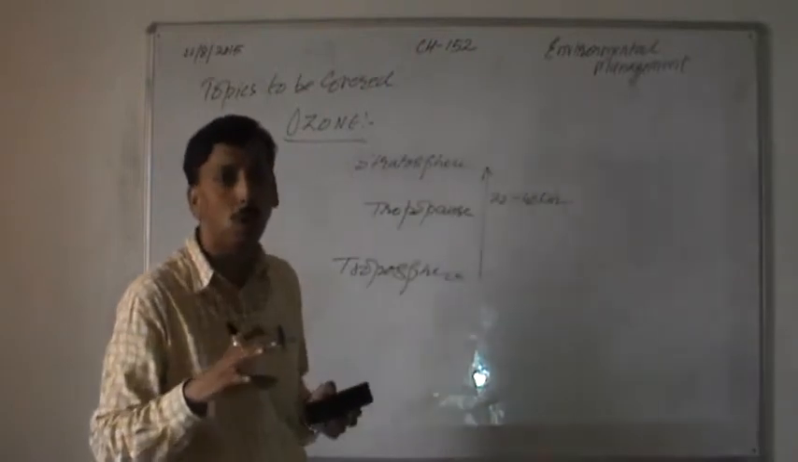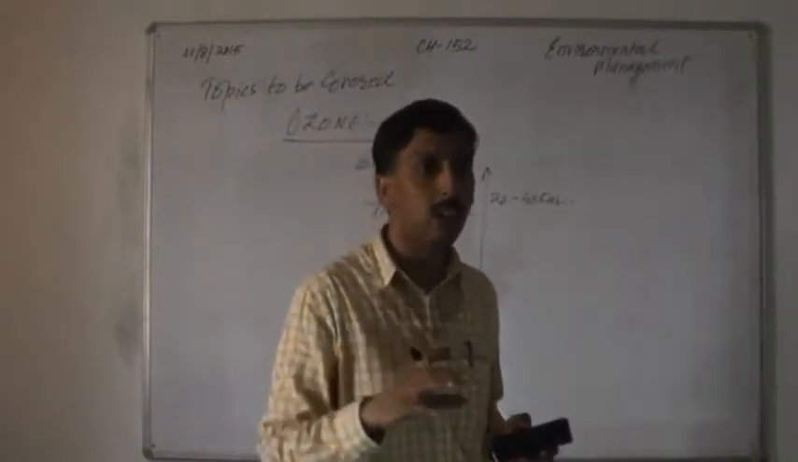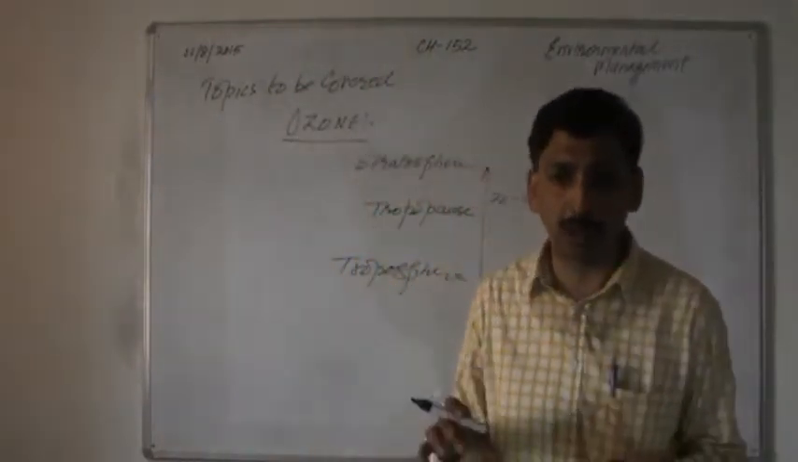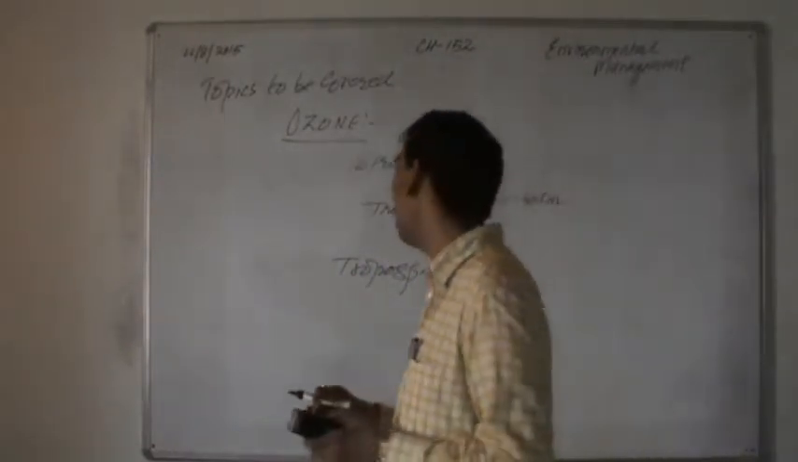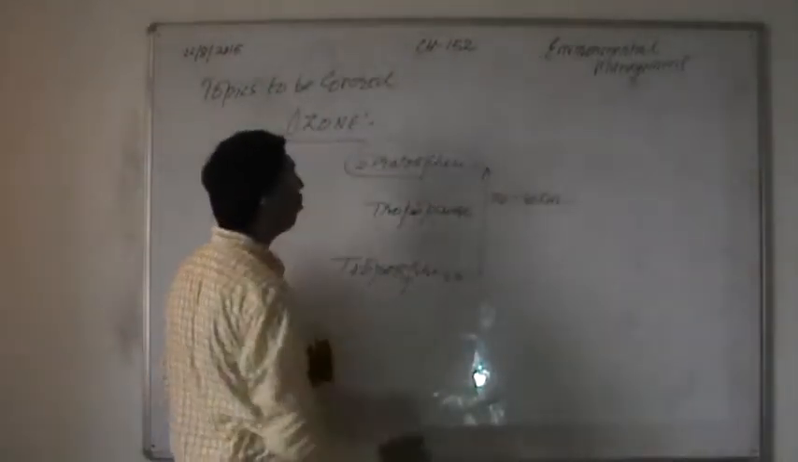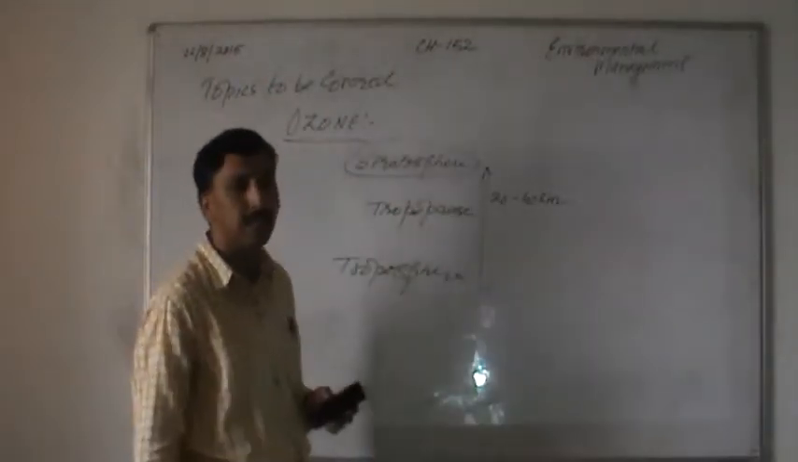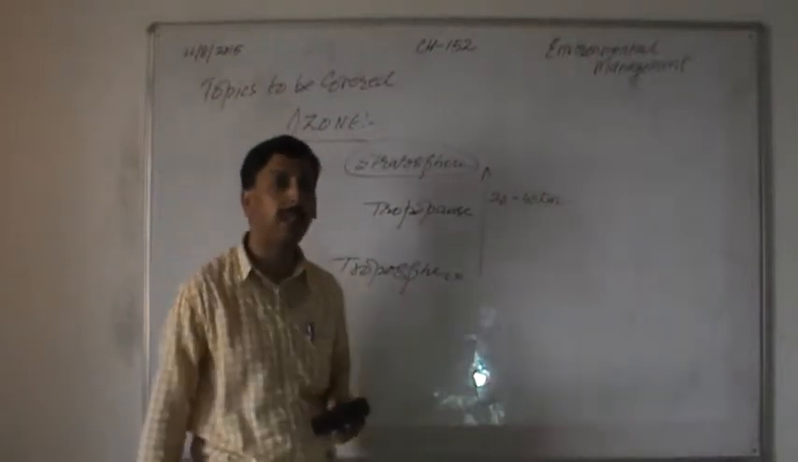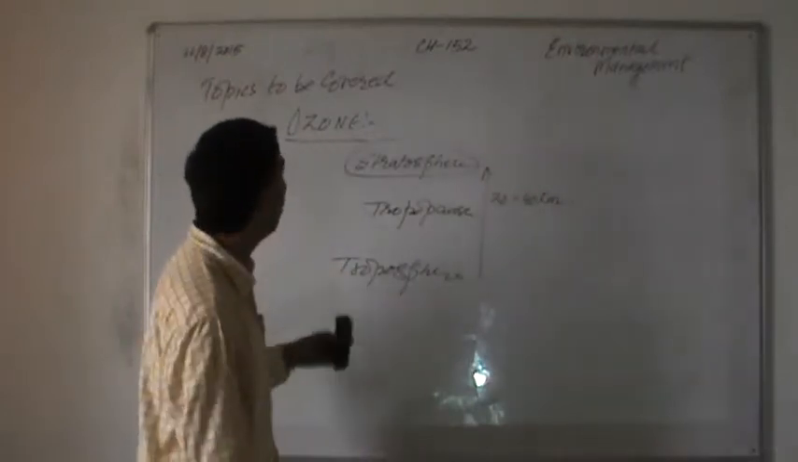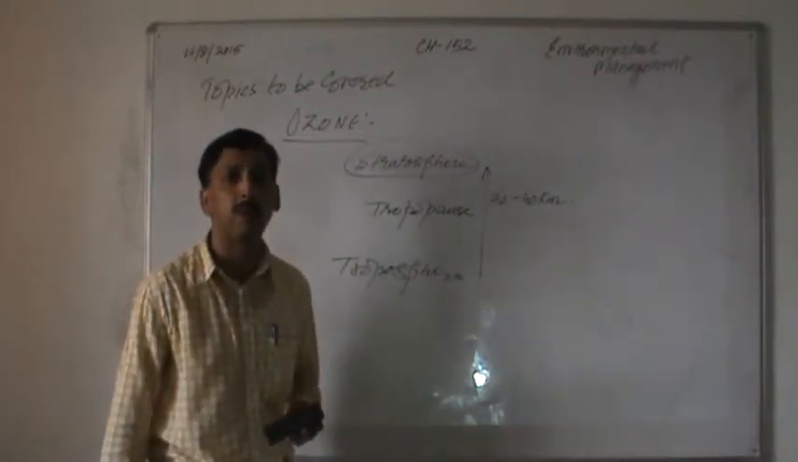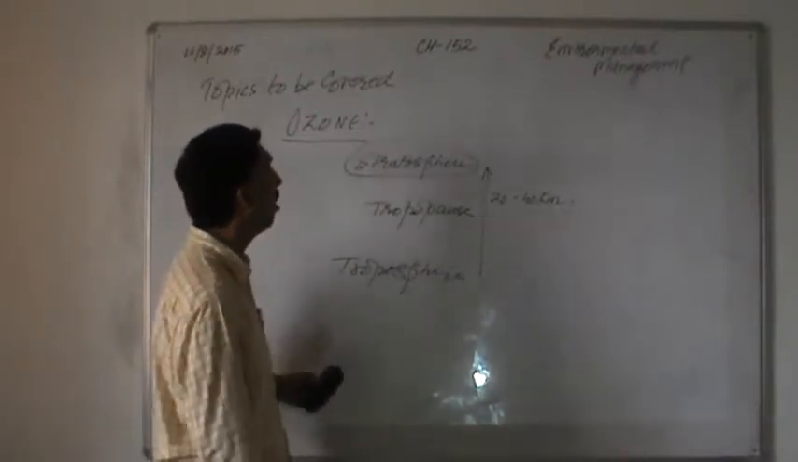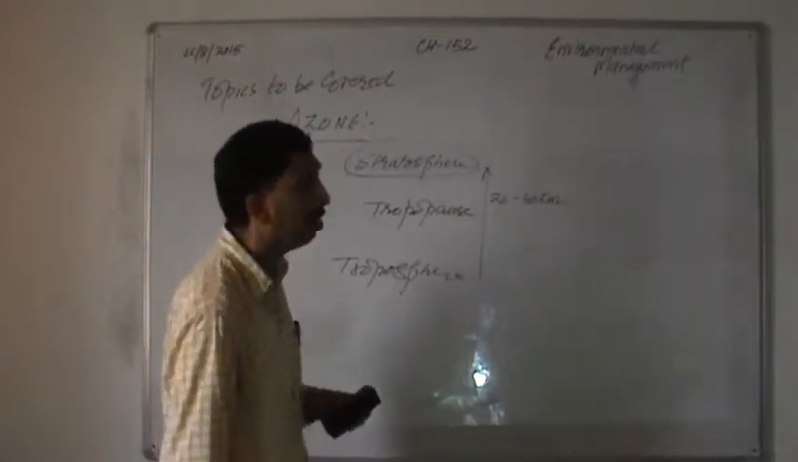Had there been no ozone layer in the stratosphere, what would have happened to the earth, to human life, to plant life, and to the environment? Therefore, the stratosphere is a very important region, responsible for trapping the ultraviolet light, because ozone is present. This ozone is primarily responsible for trapping the ultraviolet light coming from the sun.